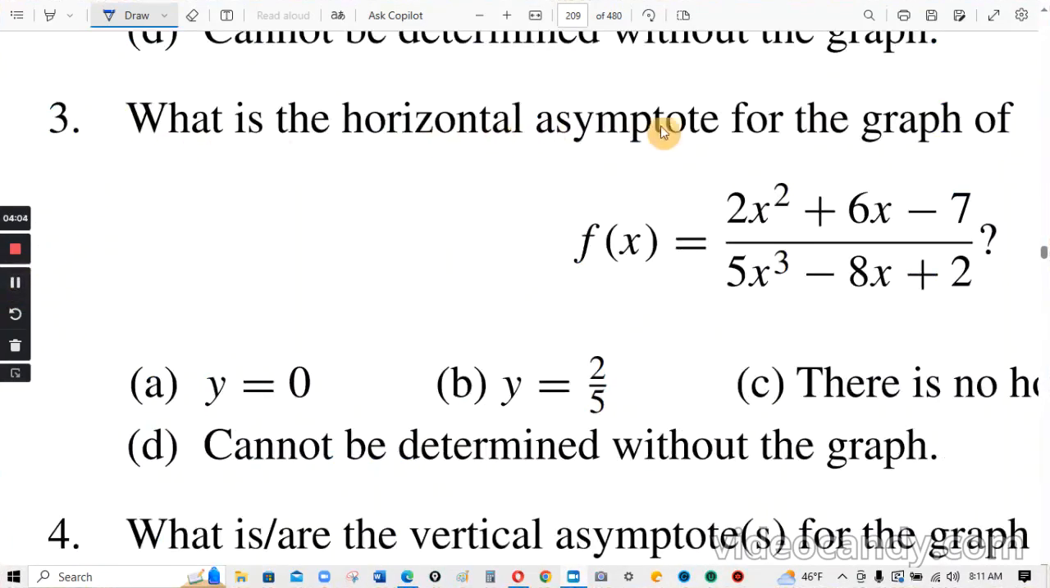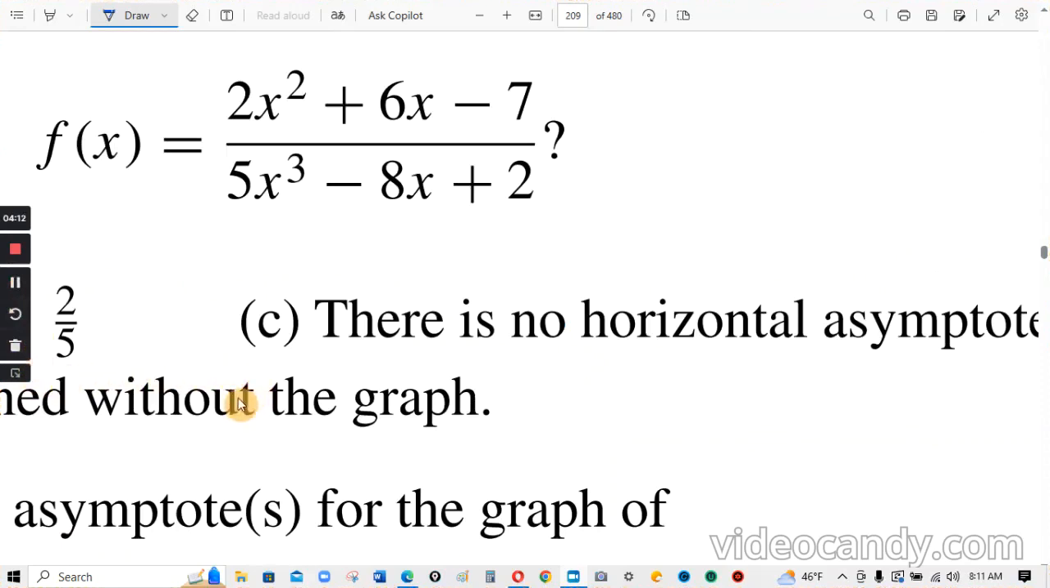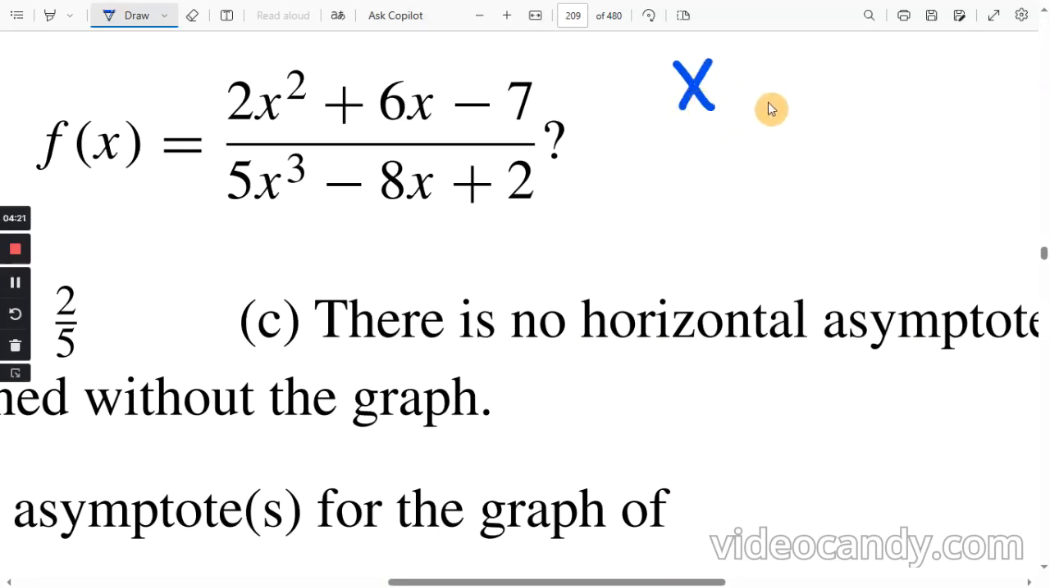Number 3, what is the horizontal asymptote for the graph of this function here? Once again, if you have it memorized, or you need to consult the notes, that's fine, but you really don't need to. Okay, look at this function here. What happens as x goes to infinity? Well, look at the degree of the numerator. That's a 2. Look at the degree of the denominator. That's a 3.